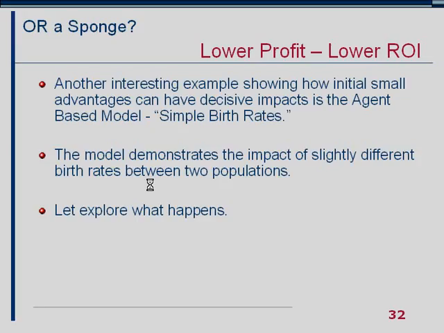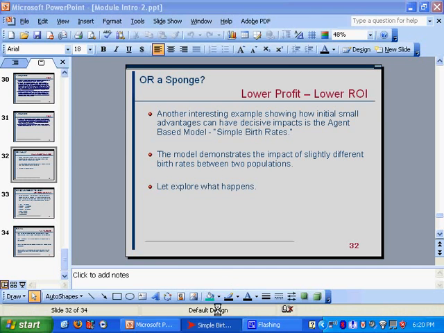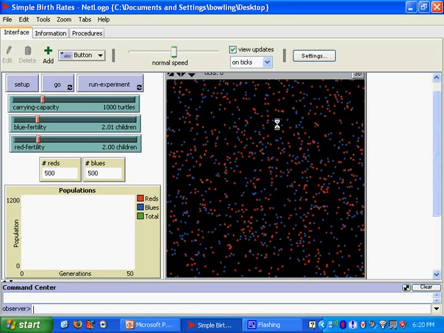So let's explore what happens in this particular model. In this model, we have two different types of agents. We have red agents and we have blue agents, okay? The red agents move around and they mate with one another, and the blue agents move around and they mate with one another, and they produce offspring at a certain rate, okay? The blue produce 2.01 children every time they mate. The red produce 2 children. So it's only a difference of 0.01 or 0.5%, a very small difference.